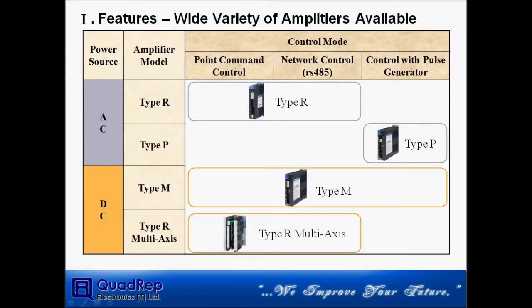We have two types of power source and three kinds of control mode. Point command control is to start up the preset point or program with the IO signal. Network control is to communicate with the RS485 protocol. And we can also control our driver with a pulse generator. In this case, we control the Type R multi-axis driver with the network control mode.